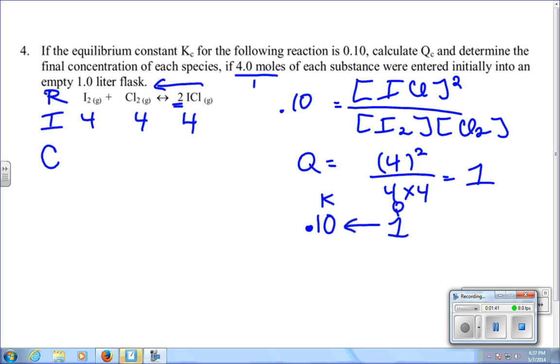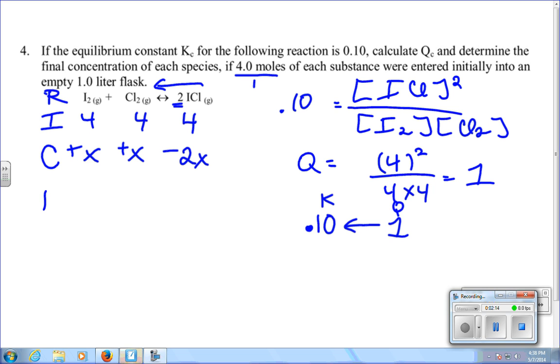So on the change line, I know it's always about X amount of each of the substances, or the coefficient times X amount. So in this case, I know I'm going to lose or gain X amount of I2, X amount of Cl2, and 2X, because again, the coefficient 2 in front of the ICl, amount of ICl. But then I know that since Q is greater, then I'm going from products back to reactants, which means I'm going to lose product and I'm going to gain reactants. So those are going to be my pluses.